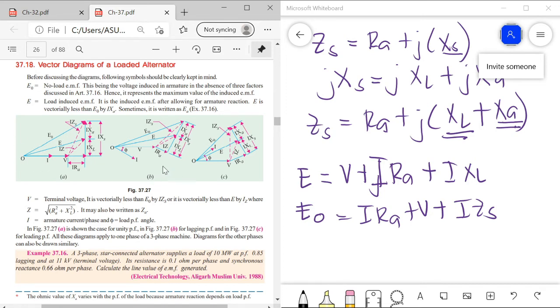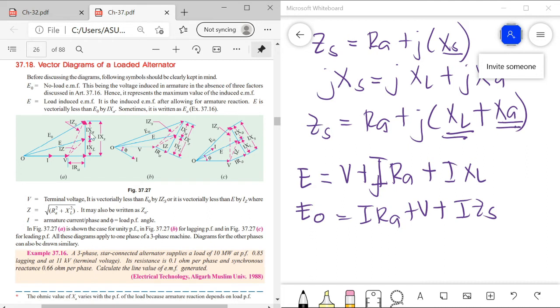For the lagging power factor, this is your terminal voltage as our reference. For lagging power factor, we have a load power factor angle which is phi. And in lagging power factor, our current lags behind the voltage by a certain angle. So this is our I, and the drop in the armature resistance is in phase with the current because it is lagging. Lagging. So 90 degrees with respect to IRA are our IXL and IXA. The sum of IXL and IXA is IXS.